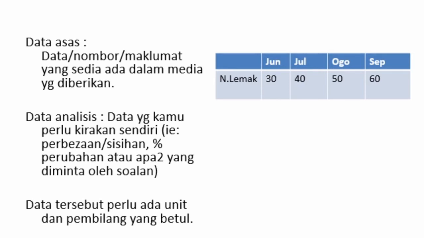Okay, data analisis pula is something you have to count. Dia adalah data yang perlu dikirakan sendiri. Contohnya ialah perbezaan atau sisihan dan peratus perubahan atau apa-apa data yang diminta oleh soalan. So, data tersebut mesti ditulis menggunakan unit dan pembilang yang betul. Kalau dia minta RM, awak jangan guna euro. Kalau dia kata juta, jangan awak tulis ribu. Gunakan, okay, dalam soalan ni nak unit kan? So, awak gunakanlah dia punya unit.